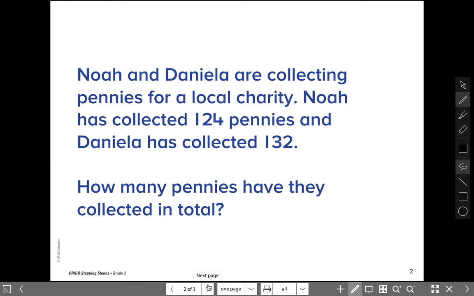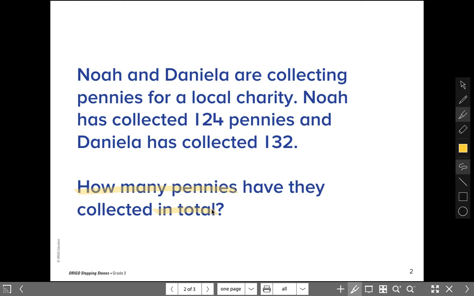Okay, consider what is the question asking. Sophie, what's the question asking? How many pennies have they collected in total? That is the whole question. I want to know just the main part. What's the question asking, Chase? How many pennies in total? Very good. That's the main part. That's what this one wants to know.